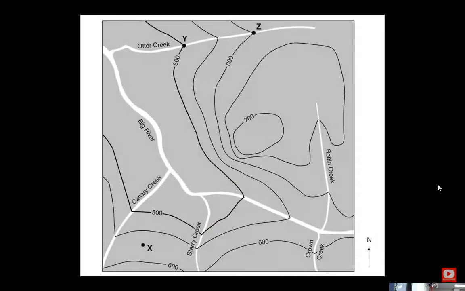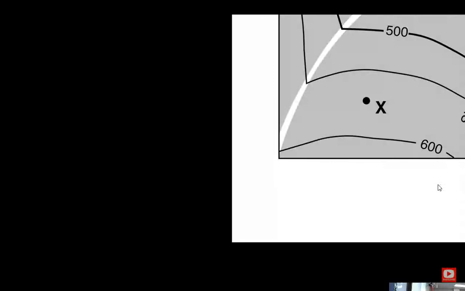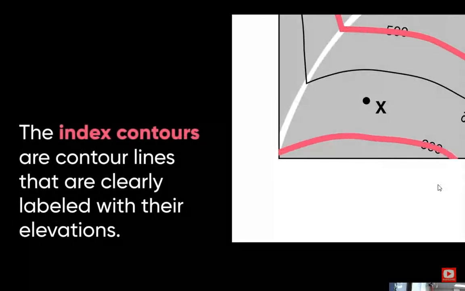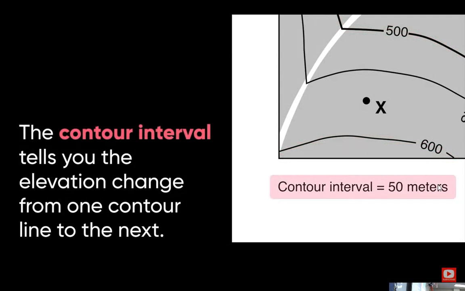So, let's take a closer look. One of the things you might notice is that some of these contour lines, not all of them, but some of them are labeled. For example, the 500 line is labeled, the 600 line is labeled, and these labeled lines have a name. Those are called index contours. And these are contour lines that are clearly labeled with their elevations. Now, unfortunately, on most topographic maps, there's just not enough room to label the elevation of every single line. And this is why we use index contours, maybe every second line, or every fifth line, or every 10th line, depending on the map.